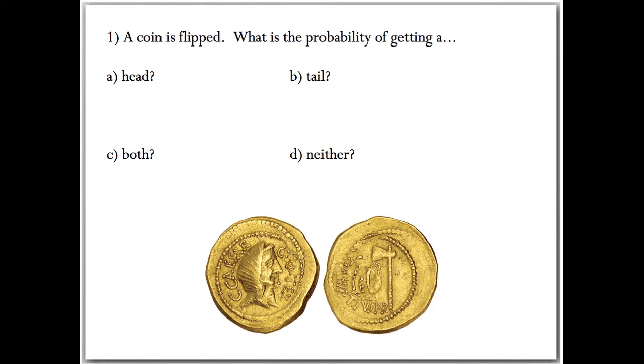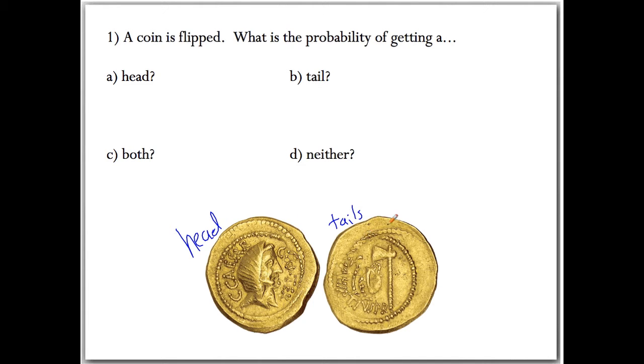Alright, so we're going to do a few examples here with some classic items that are used for theoretical probability: coins, dice, and cards. Our first example says a coin is flipped, so what is the probability of getting a heads, a tails, both, or neither? Here we can see a coin, the front and the back side, and we call this side heads because it typically has the head of somebody on it. This one has the head of Julius Caesar on it. It's a pretty old coin here. And then the other side we call tails.